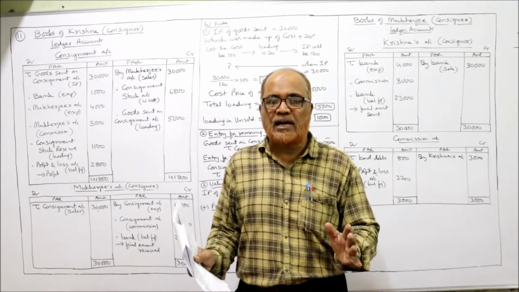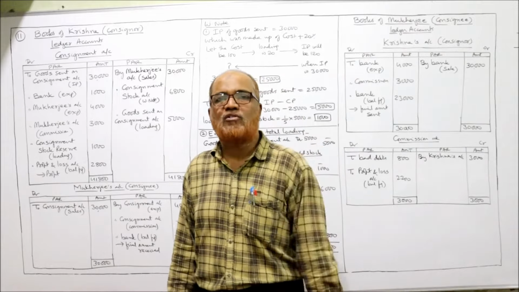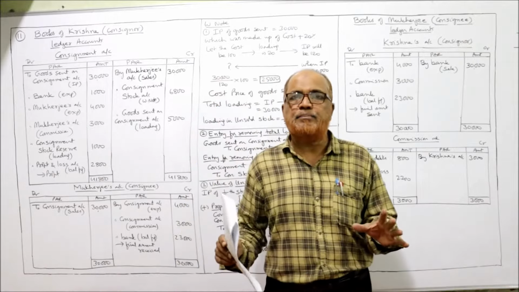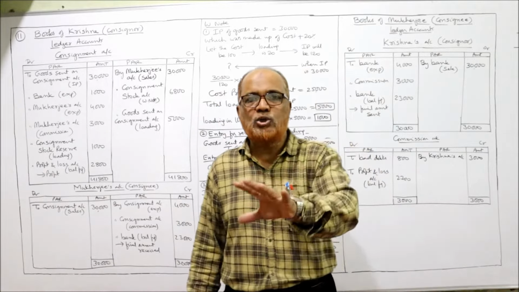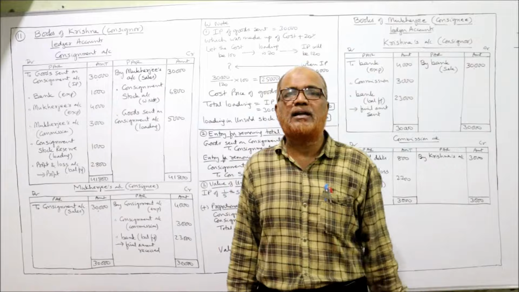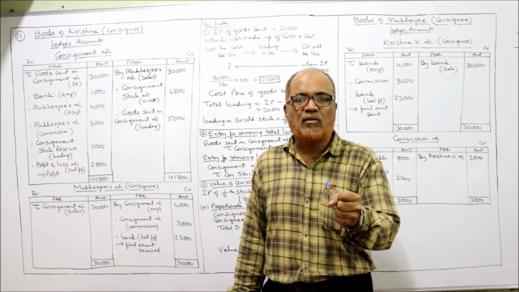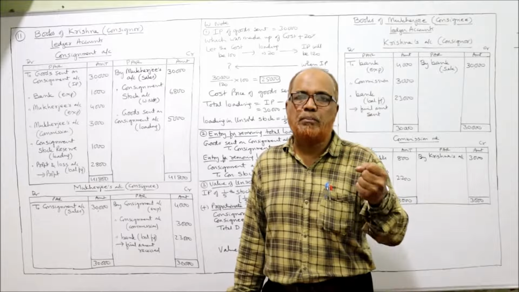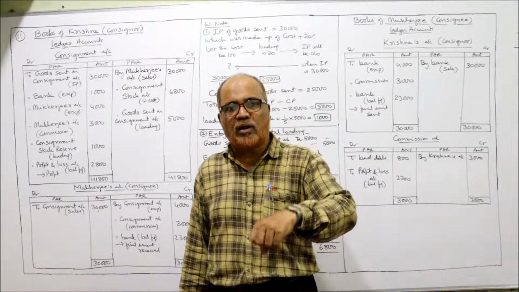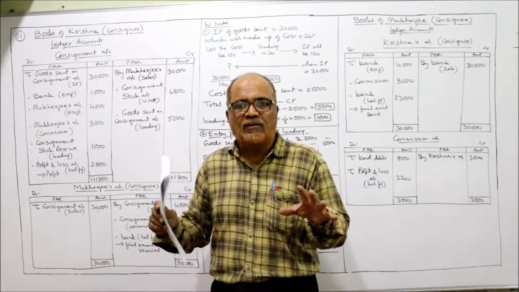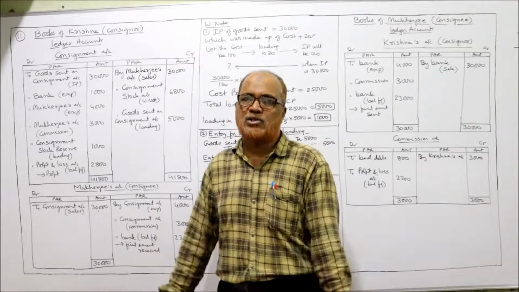So if you have not watched the earlier videos, I suggest you go to the playlist of my channel. Select the subject Financial Accounting 2. Select the topic Consignment Accounts. Watch the initial videos. You will get to know the meaning of consignment and what accounts are to be maintained by consignor and consignee, what the journal entries are, all these things. If you know, then only you can understand this topic.